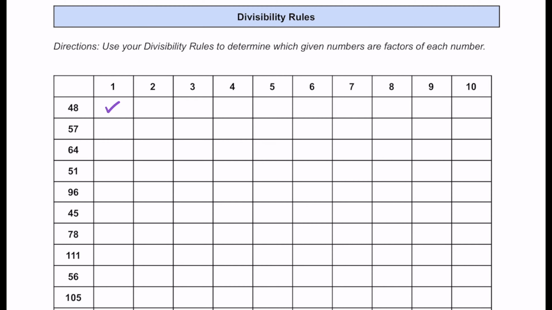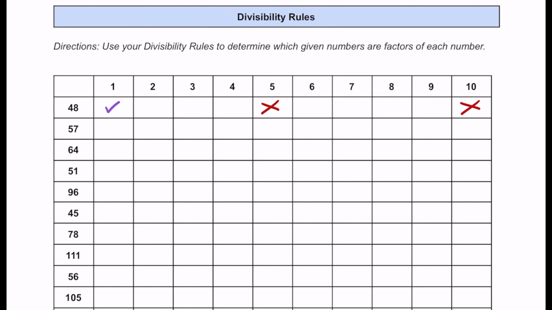So what I'm going to do here is just see, does this end in 5 or 0? So just take a look at the last number. It doesn't end in 5 or 0, so 5's not going to work, okay? And it doesn't end in 0, so 10's not going to work. So I'm just going to X those ones out together. It's usually easier to do those ones together, okay?